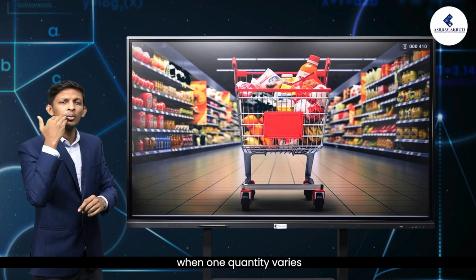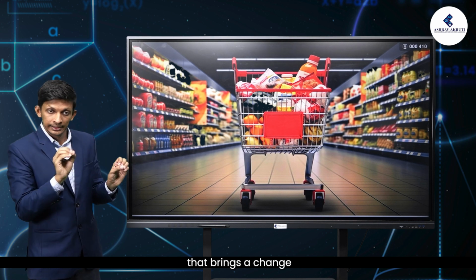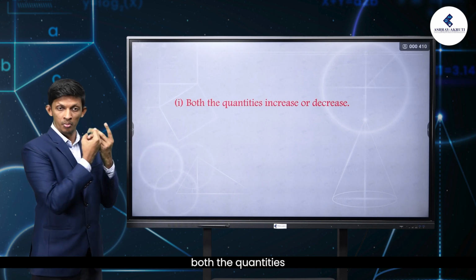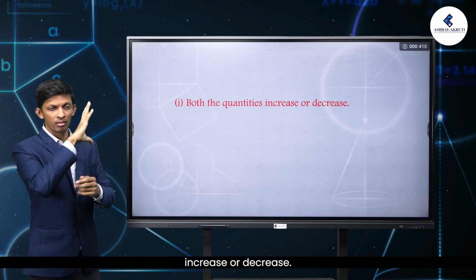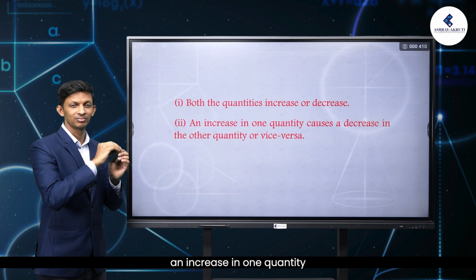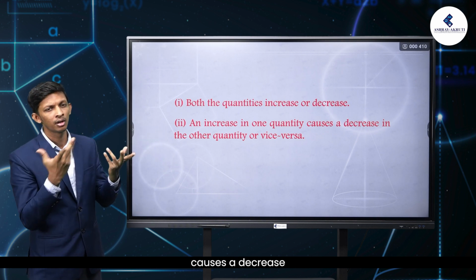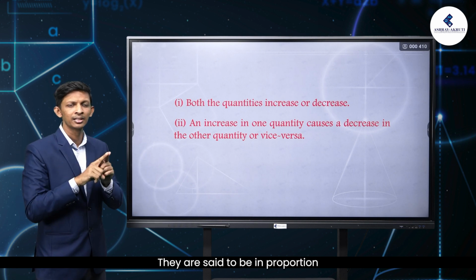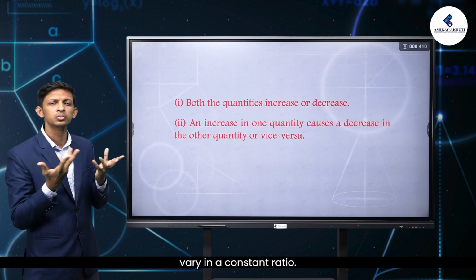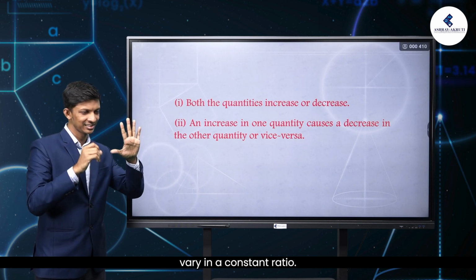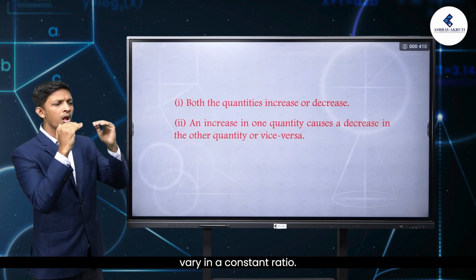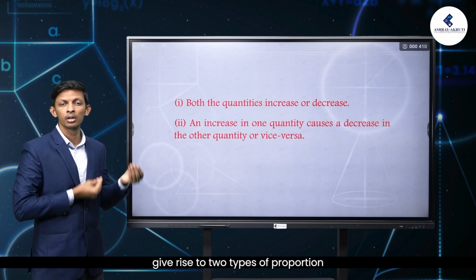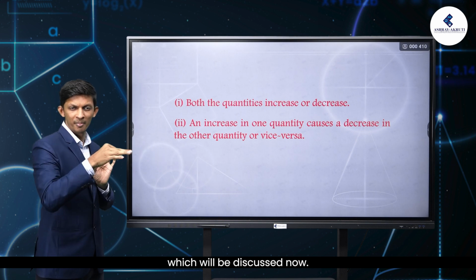In these situations, when one quantity varies, that brings a change in another quantity in two ways, that is, both the quantities increase or decrease. An increase in one quantity causes a decrease in the other quantity or vice versa. They are said to be in proportion if such quantities vary in constant ratio. Two different variations give rise to two types of proportion, which will be discussed now.